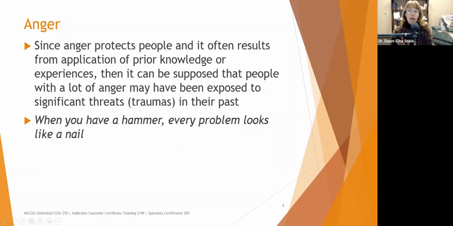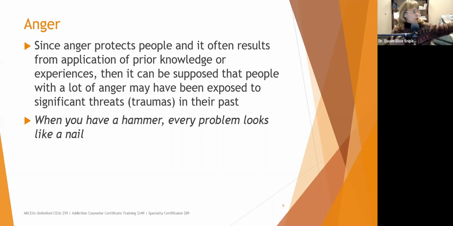Since anger protects people and it often results from application of prior knowledge or experiences, then we can assume that people with a lot of anger may have been exposed to significant threats or traumas in their past. A lot of times people who tend to be angrier tend to be more guarded because of their prior experiences, and they have felt helpless, they have felt hopeless.